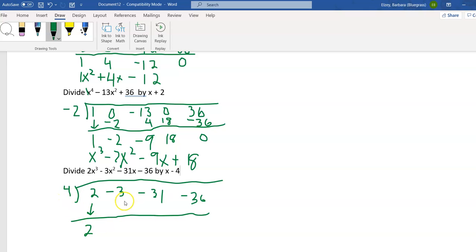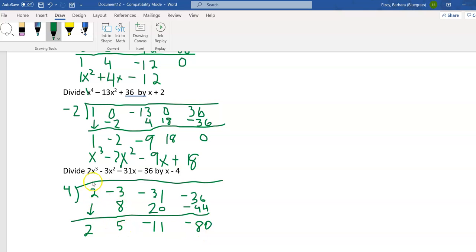So 4 times 2 is 8. Add, we get 5. 4 times 5 is 20. Add, we get negative 11. 4 times negative 11 is negative 44. And let's see, if we add that, we get negative 80. So here was one that had a remainder.